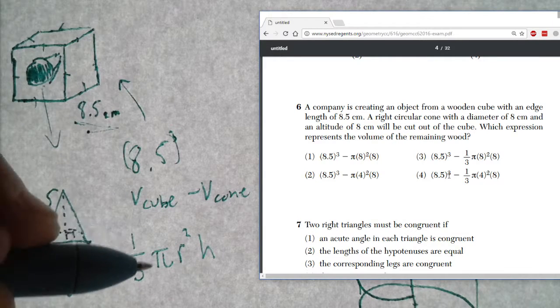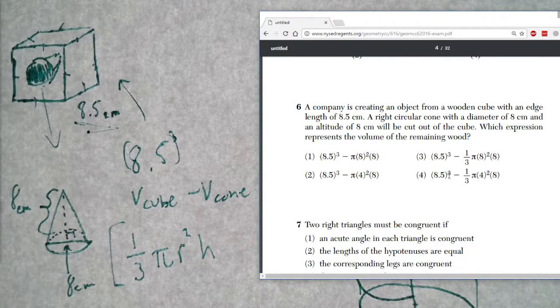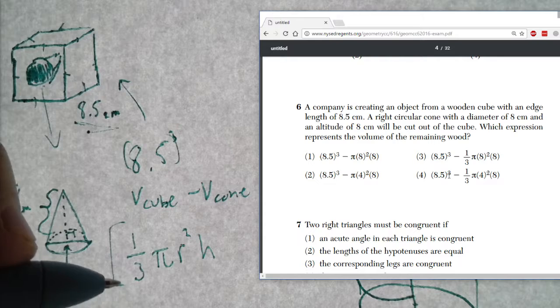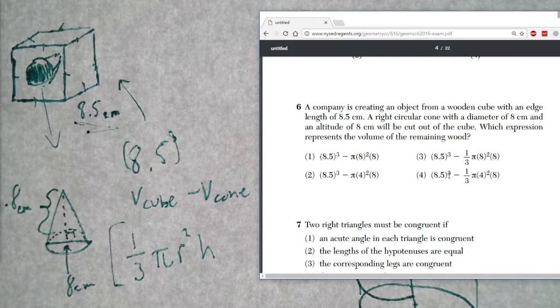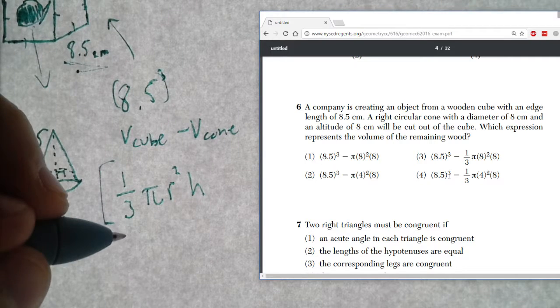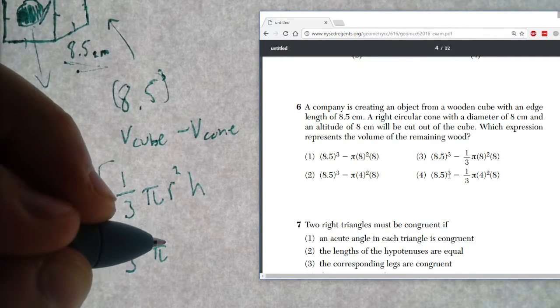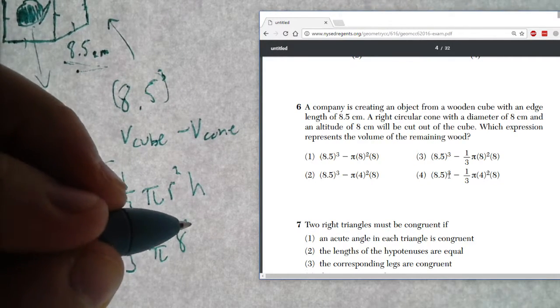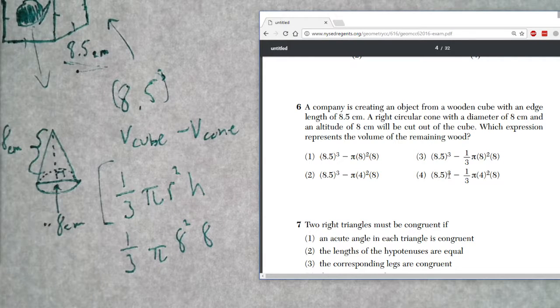You can check your reference sheet for this, but I'm 99.5% sure that this is correct. And you can start plugging it in. So I know that my height is 8, my radius is 8. So I'll switch this to becoming 1/3 pi 8 squared times 8.